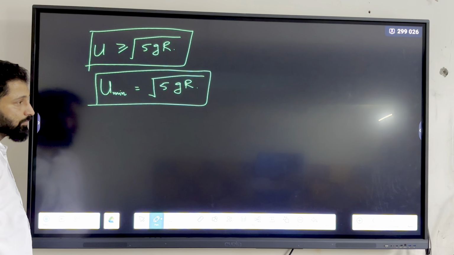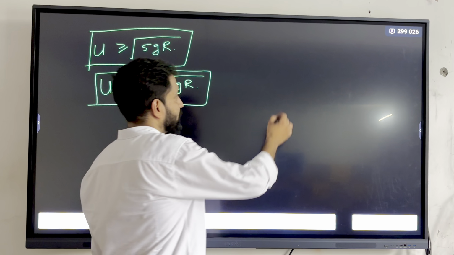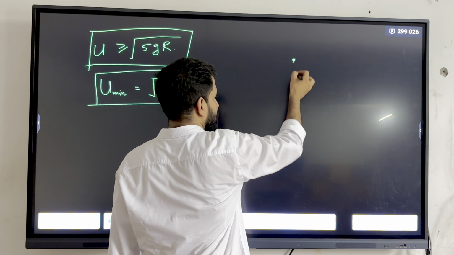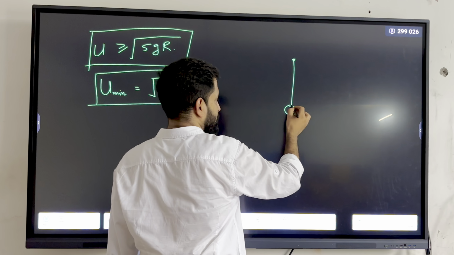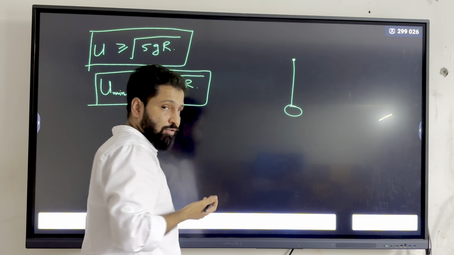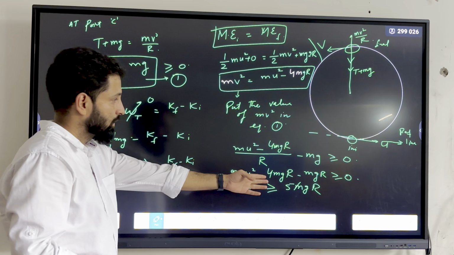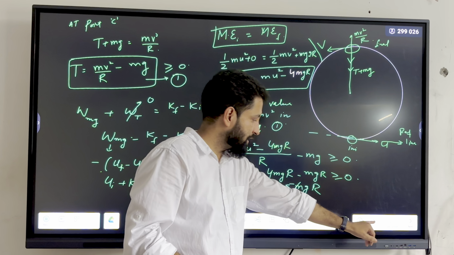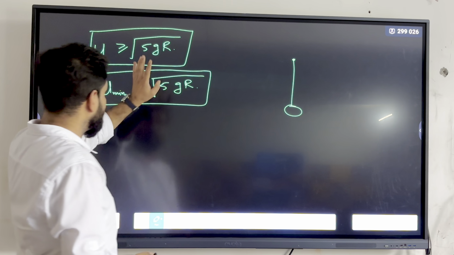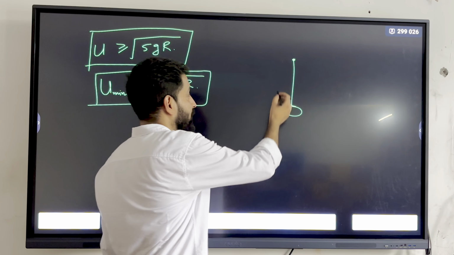For example, a body of some mass m. You can see here it's independent of mass. Whatever the mass is, the velocity under root 5 g r is independent of mass. It only and only depends on this radius.